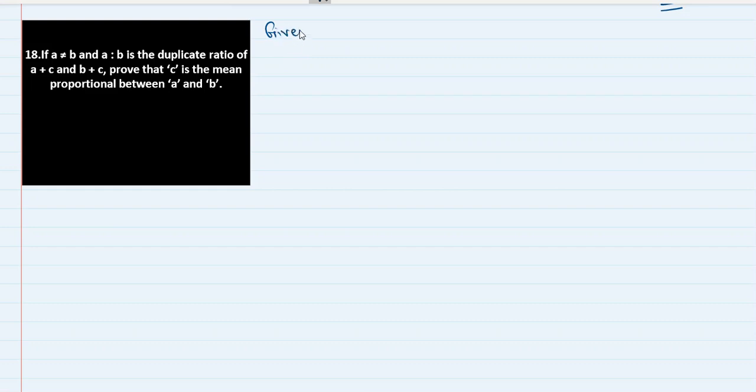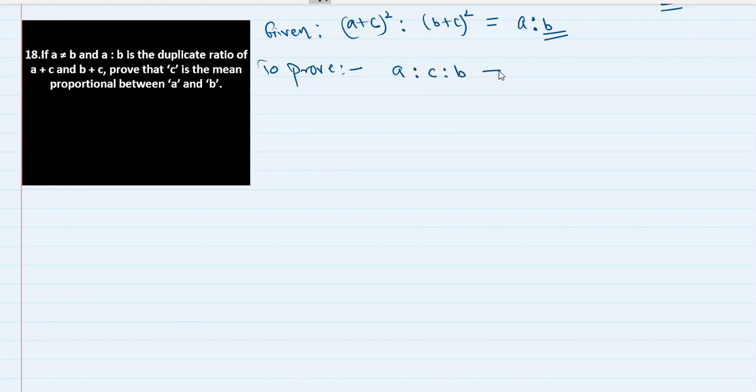Given: A plus C the whole square is to B plus C the whole square gives A is to B. And to prove: C is the mean proportional between A and B. C is the mean proportional between A and B means A is to C is to B. Or we can say that C square is equal to AB. We have to prove this. Let's see.